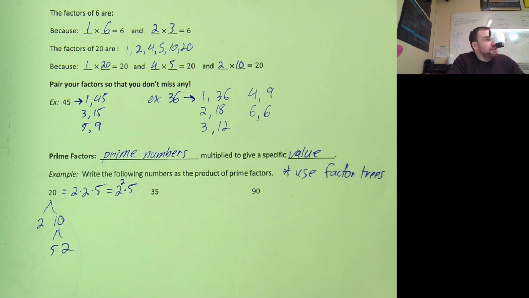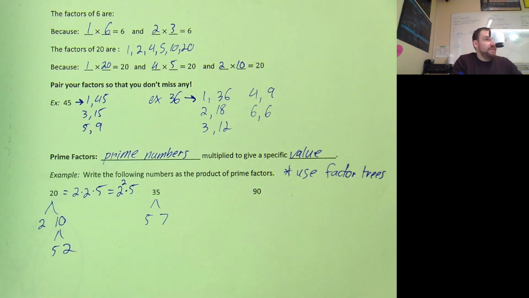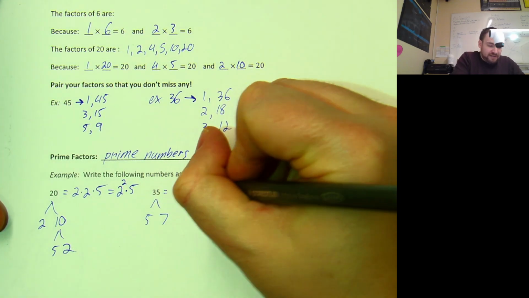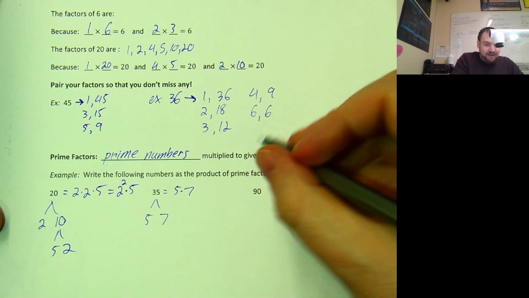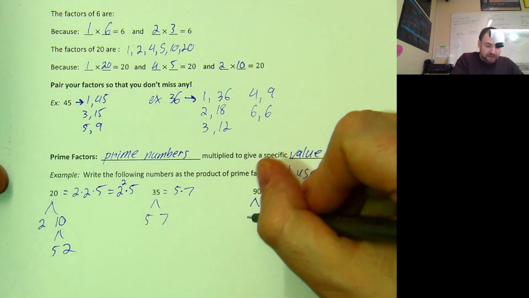Prime factorization of 35 is? Yeah, there's only one. 5 and 7. So 35 is going to be 5 times 7. And 90, sorry? Okay, 2 and 45.